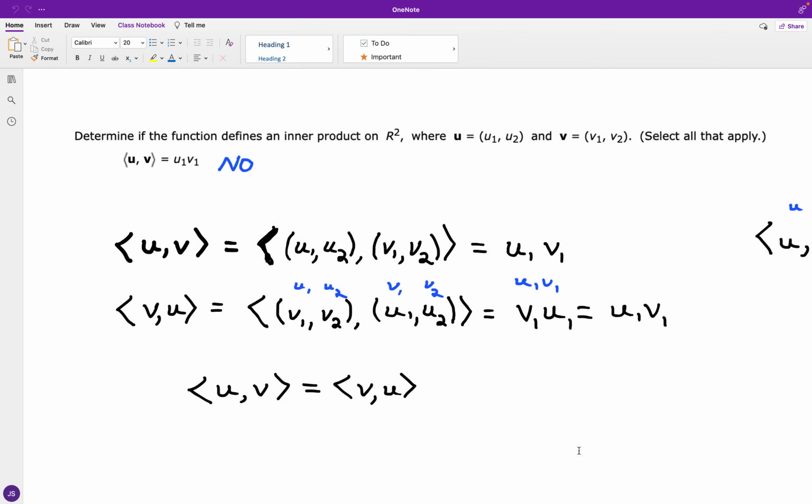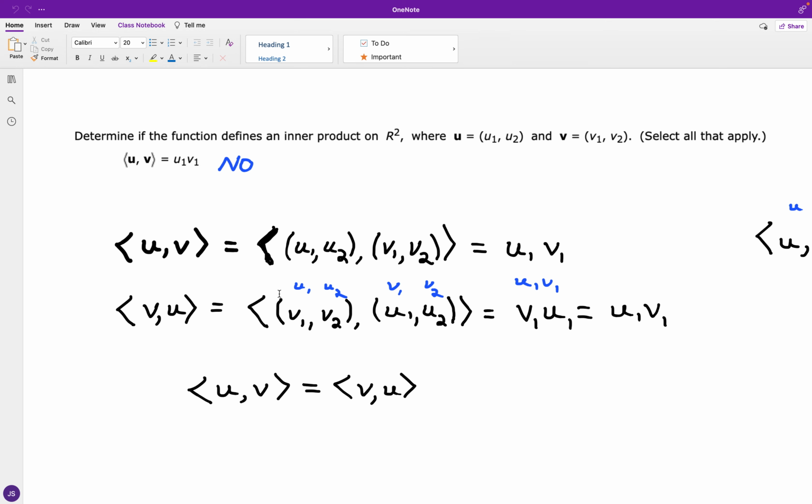Now, looking at an application: determining whether a function defines an inner product on R2, where u is u sub 1, u sub 2, and v consists of the components v sub 1 and v sub 2. Given that the attempted inner product of u and v is equal to u sub 1 times v sub 1, this does not define an inner product on R2, and we'll look at the reason on the basis of the axioms.